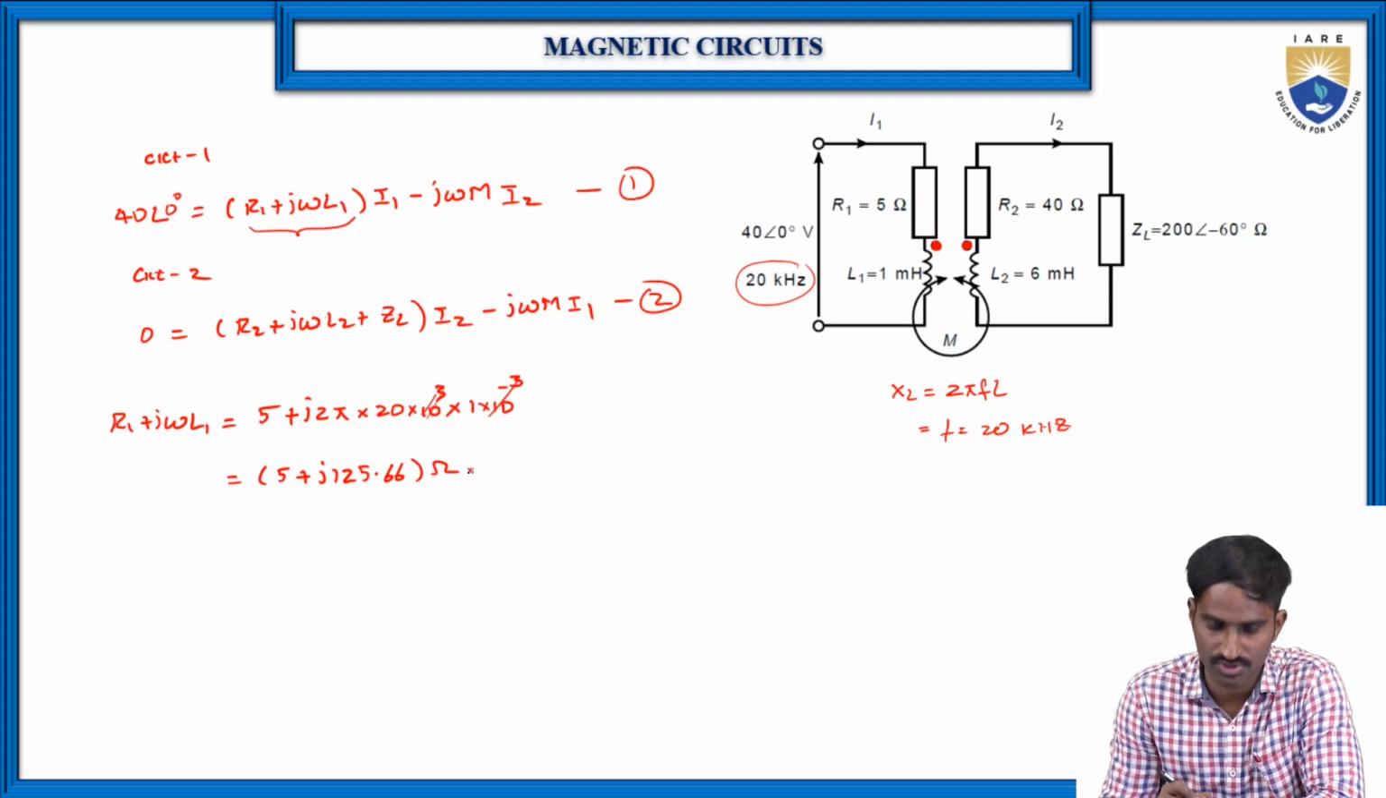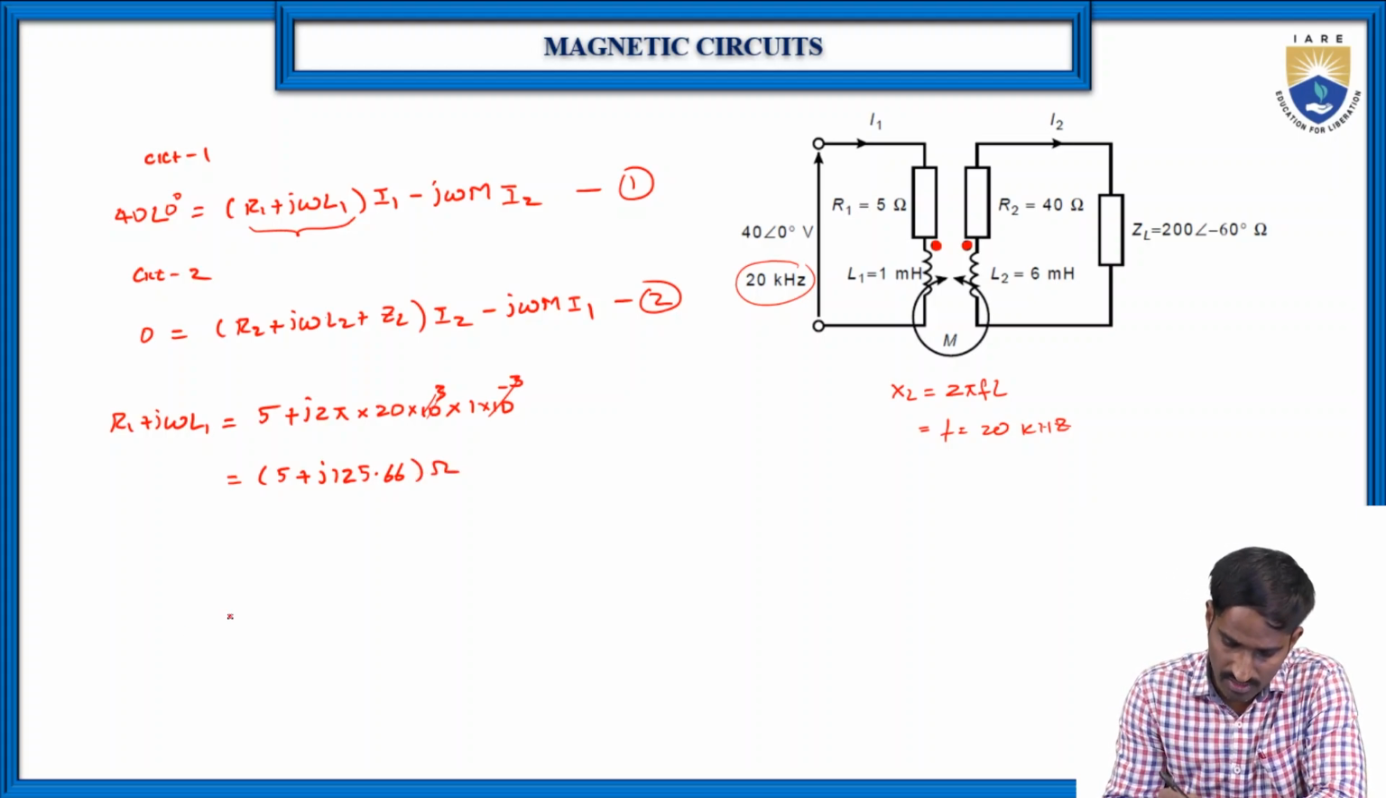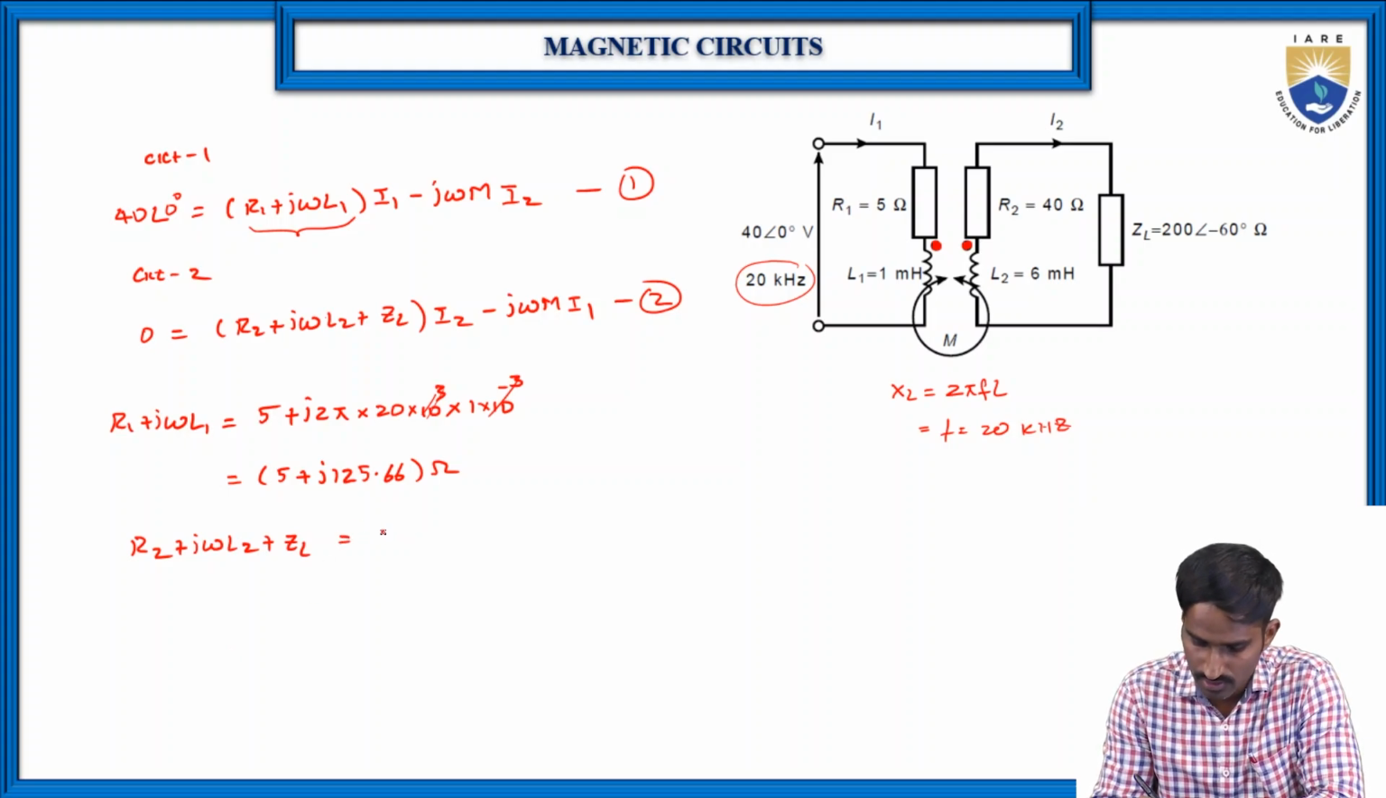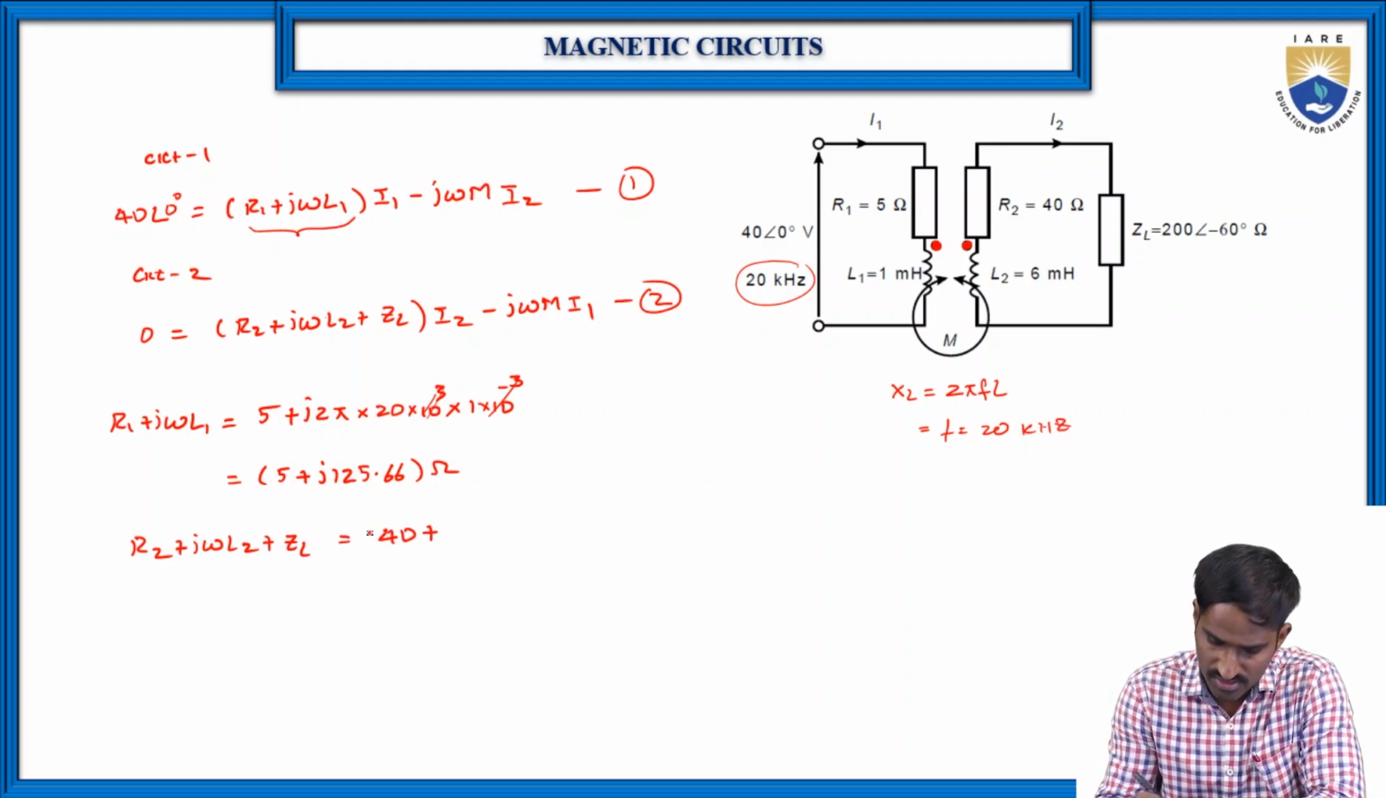ohms. Then similarly, let me find R2 plus J omega L2 plus ZL. Here the value of R2 is 40 plus J into, again, omega equal to 2 pi f.